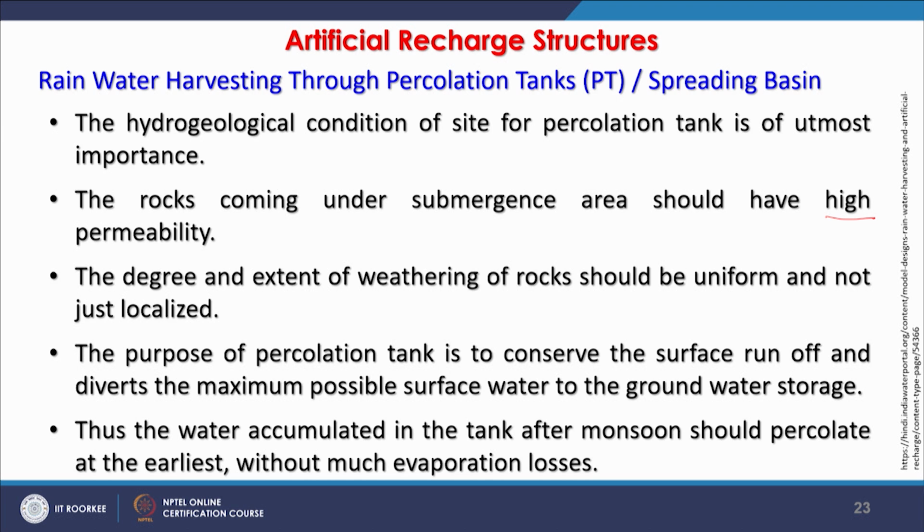The water which has accumulated in these tanks after the monsoon should percolate at the earliest, so that we do not lose much water in the form of evaporation, because then the summer months would be approaching. January, February for some areas are good. By that time, if water can go underground, that would be wonderful. But if it is not, and if the tanks are large, no problem, these floating solar panels can be installed there. So one will have energy also available to villagers.